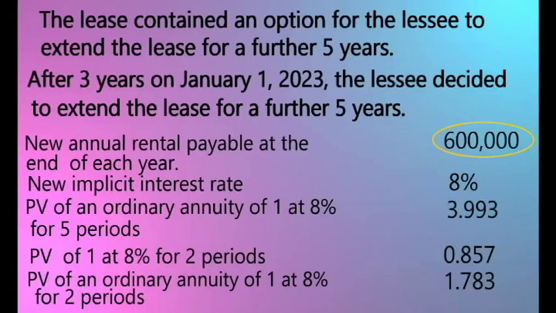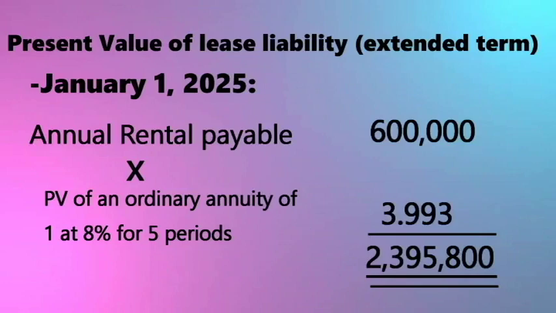So, hindi pa yun yung pinaka total present value as of January 1, 2023. Kailangan natin kunin yung panibagong present value na kung saan involved sa remeasurement ng lease liability. So, from the following given, so meron na tayong bagong annual rental payable which is 600,000. At bagong, tulad nga na sabi kanina, bagong implicit interest rate na 8%. So, dito sa pagkuha ng present value na additional 5 years, so, annual rental for 5 years starting January 1, 2025 is 600,000.